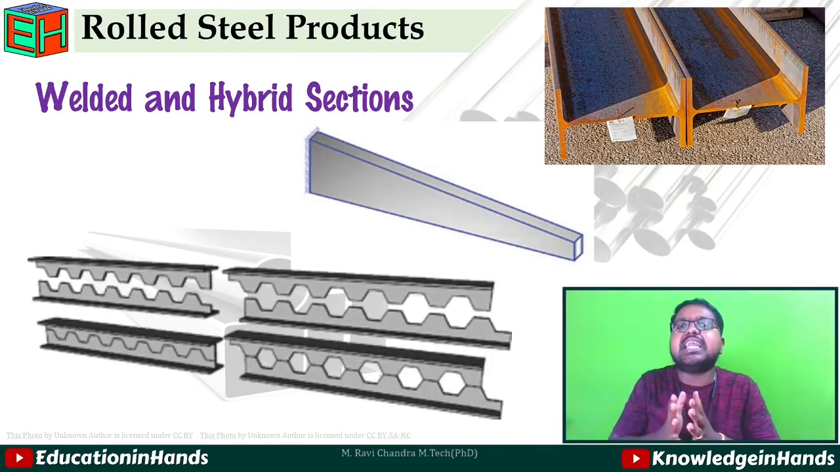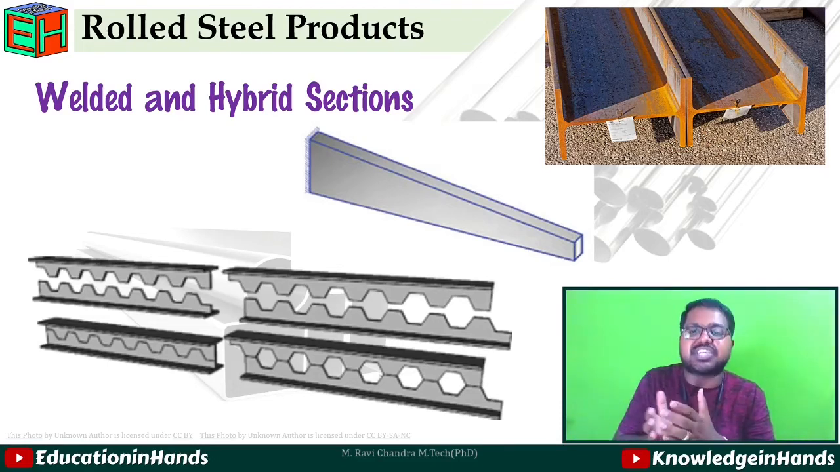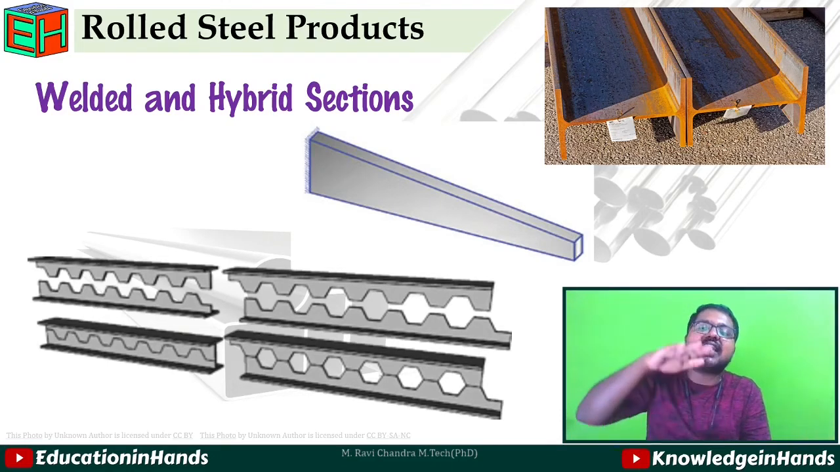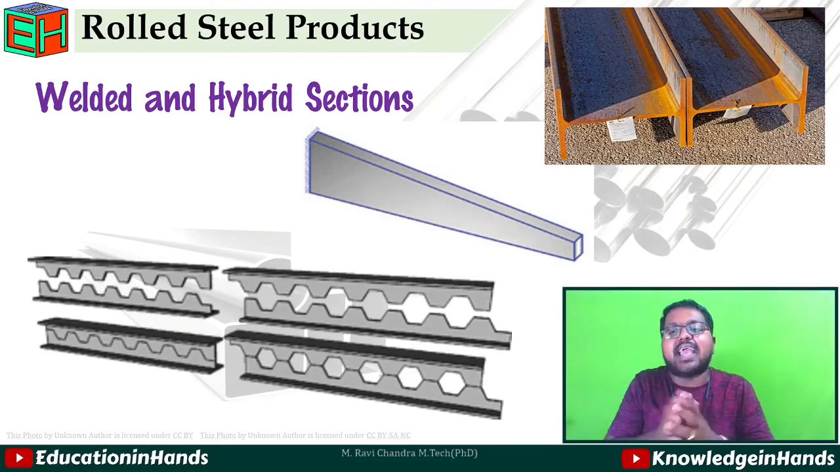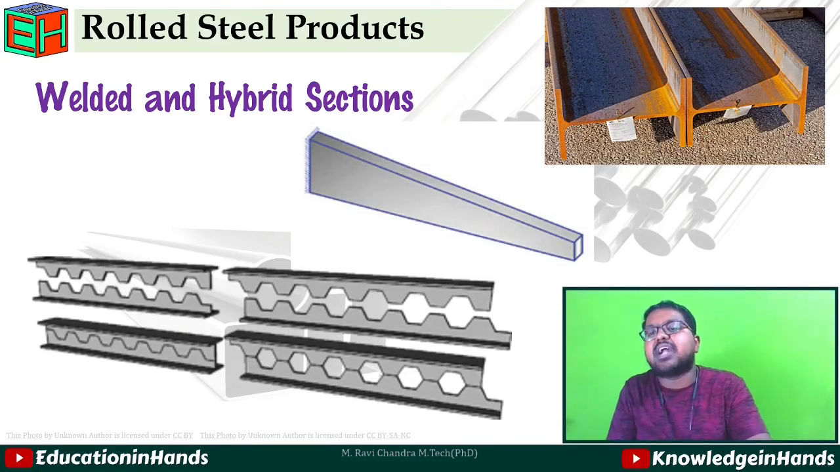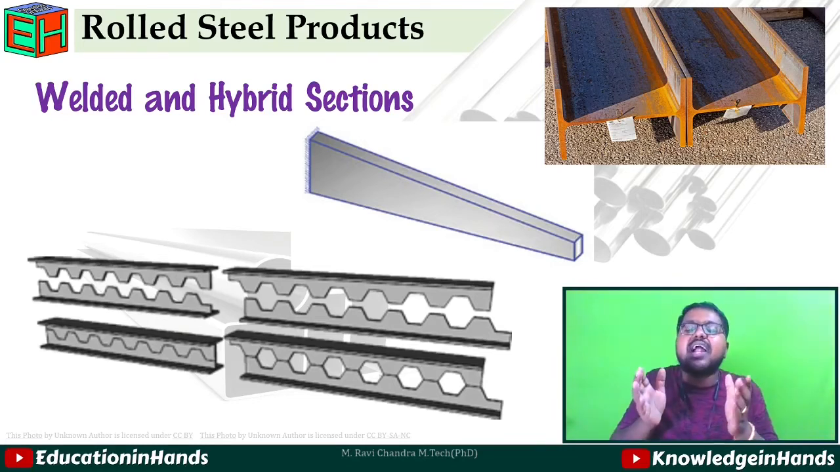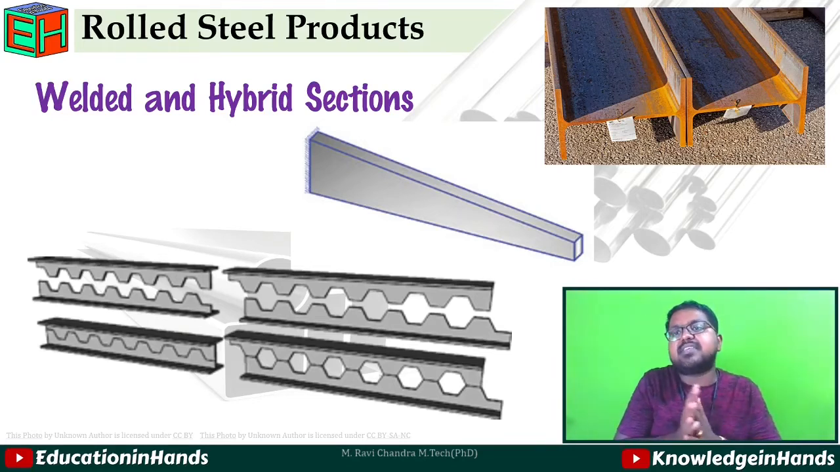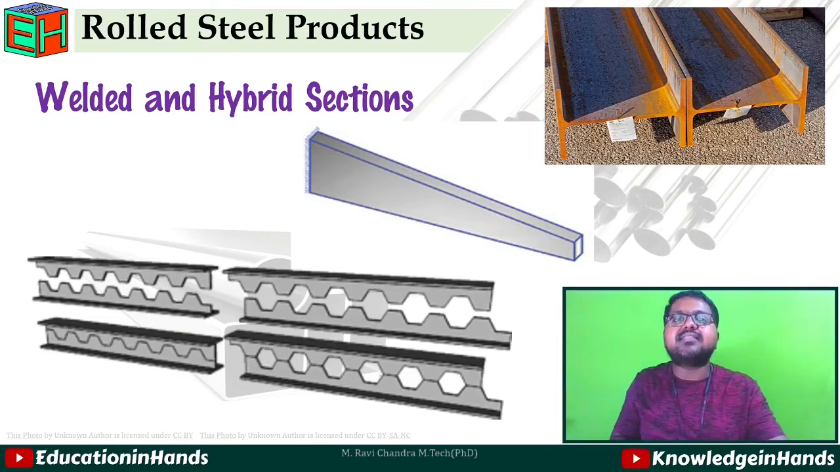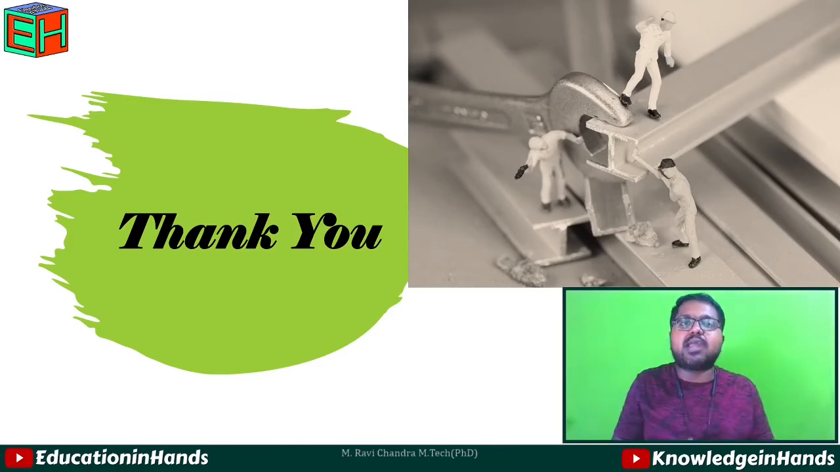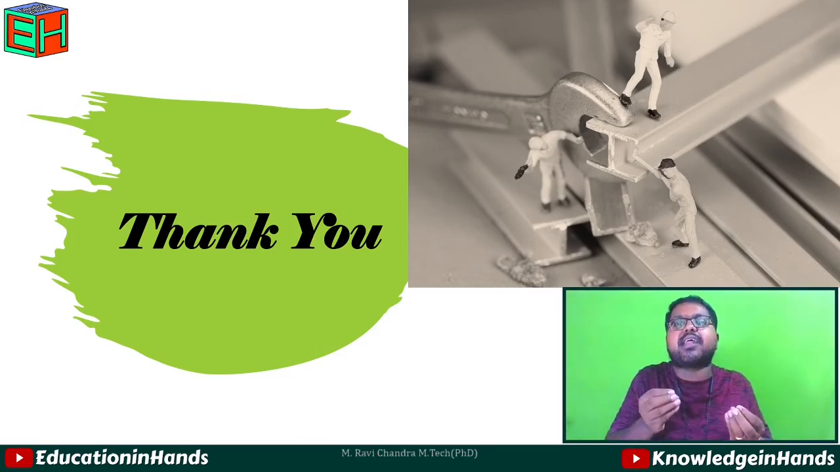And next, castellated beams. A castellated beam is like a modified beam section which increases the depth of the beam by cutting like this. So first it is cut into this shape, then it is placed like this. This beam is called a castellated beam. This is another type of hybrid section. So these are the different kinds of rolled steel products which are available in our Indian market, as well as the hybrid sections we are preparing for our interest.